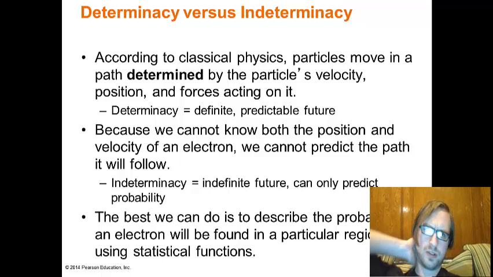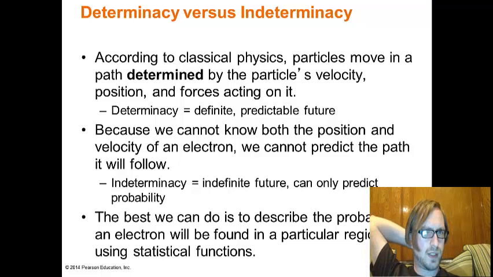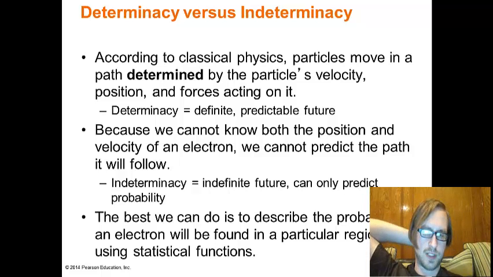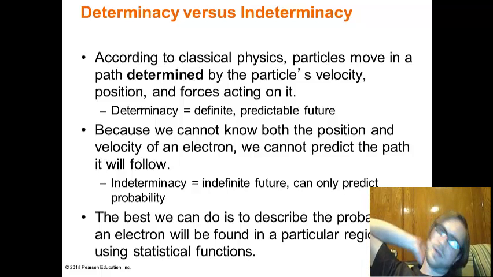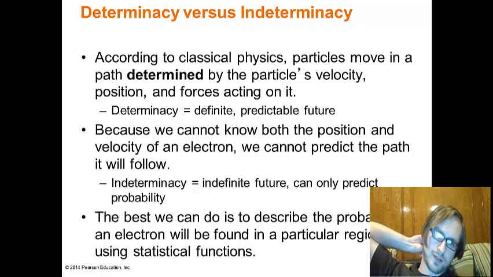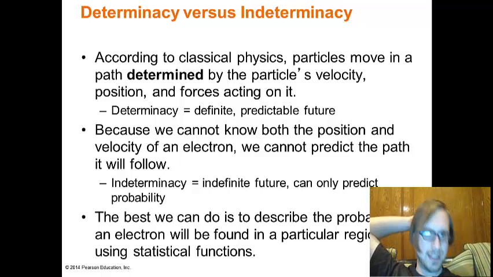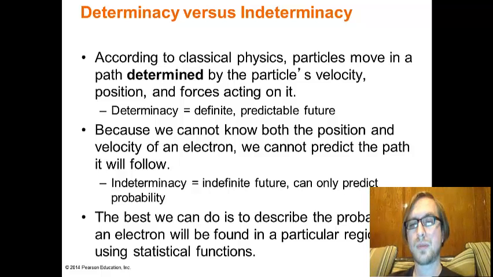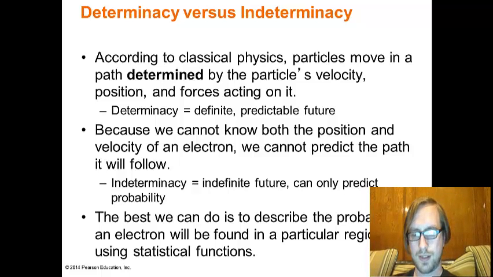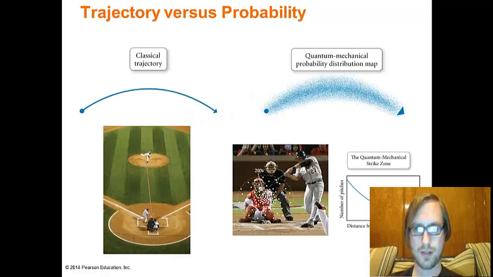So, according to classical physics, particles move in a path determined by the particle's velocity and certain forces acting upon it. But the problem is that there's no way of knowing both the position and velocity of an electron. Not both. One or the other. So we cannot possibly predict the path. So it's indeterminate. There's an indefinite future. However, there are probabilities. So we can figure out probabilities and use statistics to figure out a lot of it.